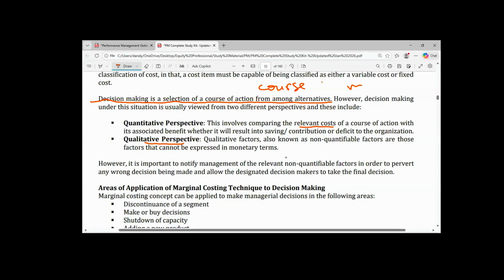However, the quality of the decision that is to be made will have far-reaching effects on the ability of the company to take advantage of market condition. All right. I repeat, the quality of the decision that is to be taken will have far-reaching effects on the ability of the company to take advantage of market condition.